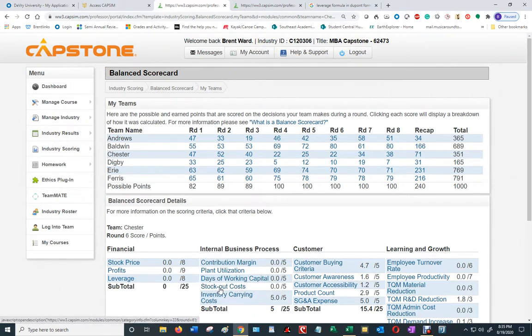I can't seem to select that the way I want, but stockout and inventory carry costs would be on their own graph. And I would split these guys out as well. So there's a bit of work here in doing the graphing, but if you split it in your team, it shouldn't be too bad.